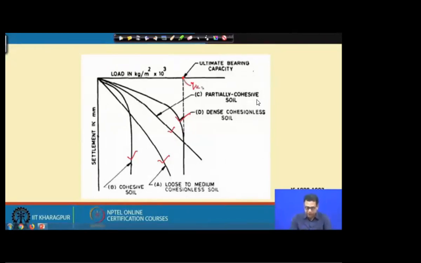But for this type of curve, where it is not parallel to the settlement axis, we take the initial straight portion of the curve and the final straight portion of the curve. If I extend those, this is the intersection point. The corresponding load or stress will give the ultimate load or stress. So, this is the double tangent method, this is the single tangent method, by which we can determine the ultimate load from the load settlement plot.